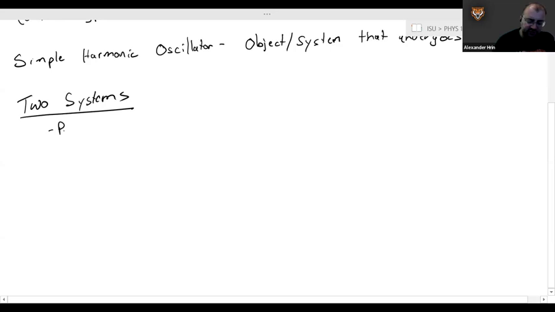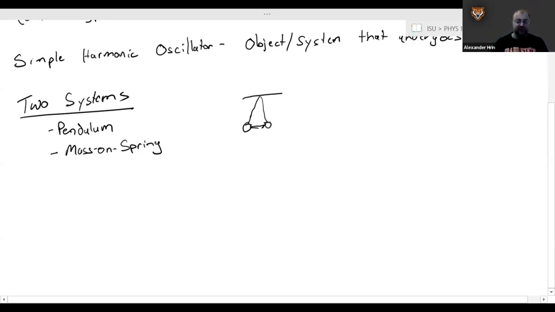So the first one is a pendulum. And the second one is a mass on a spring. Okay. So for a pendulum, here's a quick little diagram. We talked about this a bit with the ballistic pendulum, but basically a pendulum is something suspended from a string, or maybe even a rigid arm, going back and forth. You've seen a grandfather clock, so you've seen a pendulum. And like I said, we did use the ballistic pendulum in the lab as well.